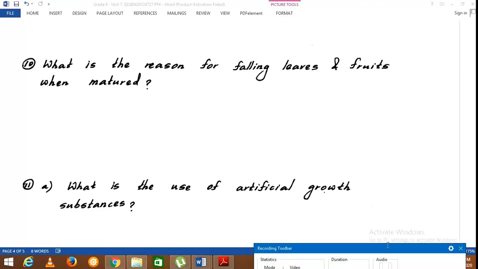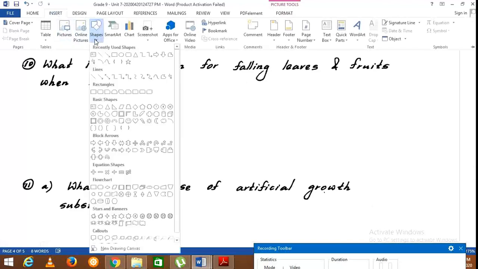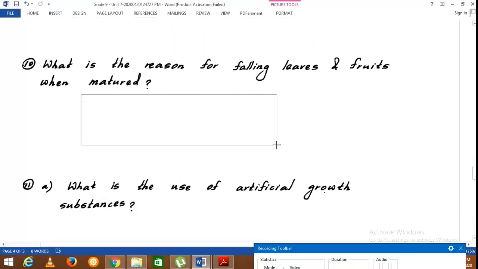So you can compare this. You can take a fallen leaf of a plant, as well as you can remove a leaf of a plant, and you can compare the two stalks. In the fallen leaf, you can see there is the abscission layer. The abscission layer is formed because when the leaf or the fruit is matured, the growth substances are reduced.